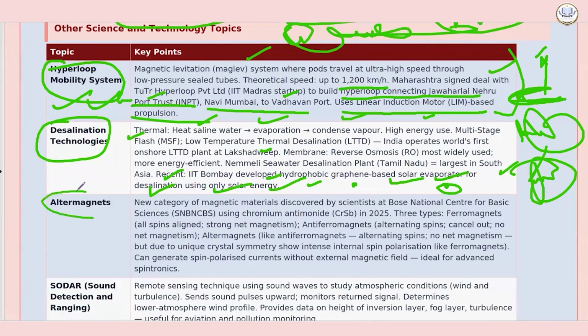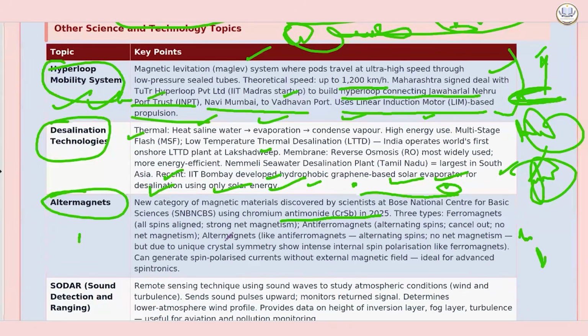We also have altermagnets, which are a new category of magnetic material discovered by scientists at the Bose National Center for Basic Sciences using chromium antimonide in 2025. 3 types are there. We have ferromagnets, where all spins are aligned. Don't go deep into it. Okay.